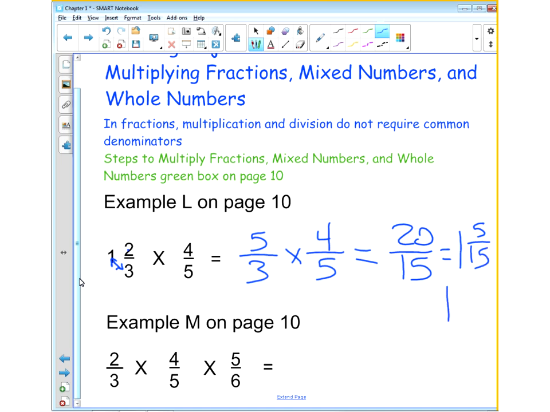5/15, which will equal 1. I can divide 5 into 5 once, 5 into 15 3 times, so that'll be 1 1/3.